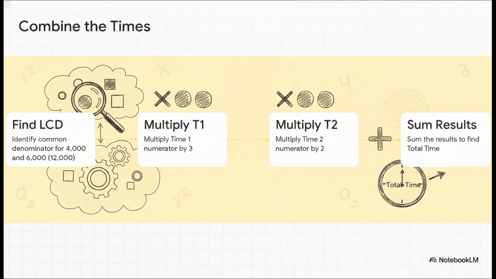The lowest common multiple? That's 12,000. To get there, we just multiply the top and bottom of our first time by 3. Then we multiply the top and bottom of our second time by 2. After that, we literally just sum the numerators.